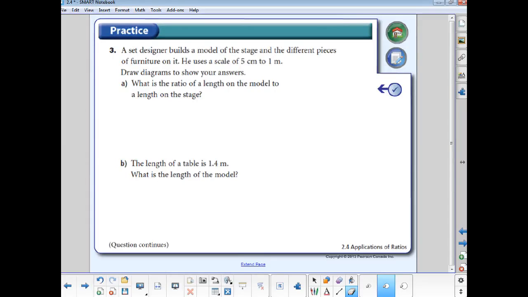Okay, so this is Mr. Hammer, and I'm looking at number 3. A set designer builds a model of the stage and the different pieces of furniture on it. He uses a scale of 5 centimeters to 1 meter.